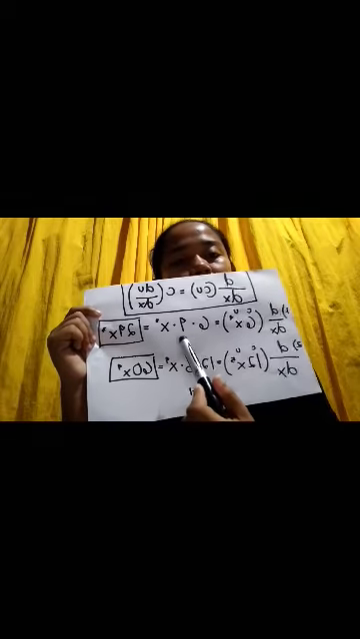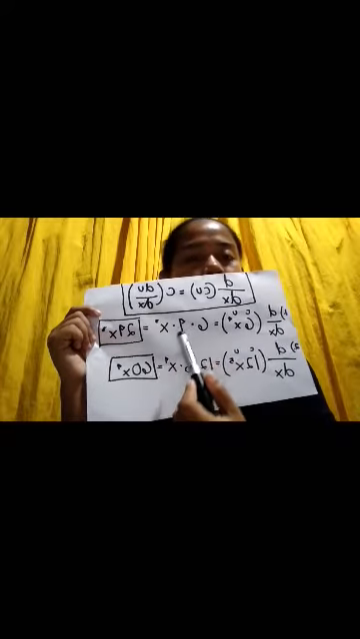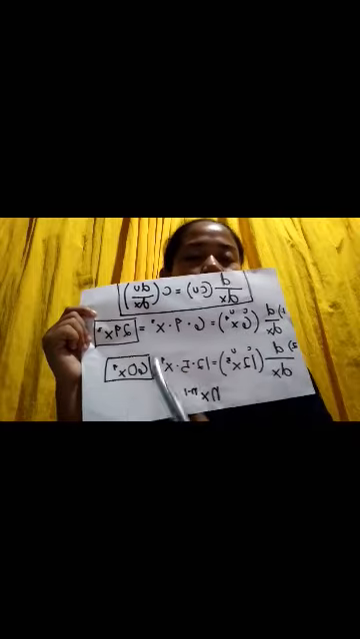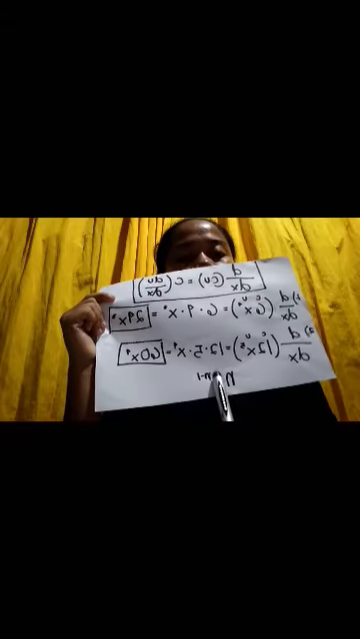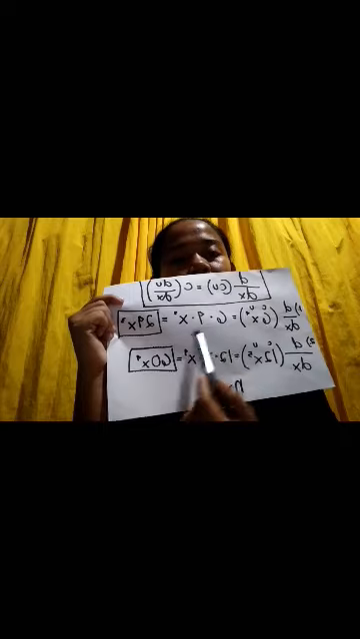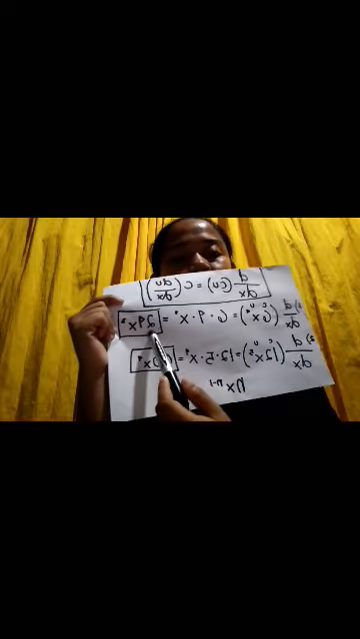6 times 4 times x cube. So, bakit siya naging cube? Dahil dito sa rule na to, n x raised to the power of n minus 1. So, i-simplify na natin siya. Ang sagot natin is 24x cube.